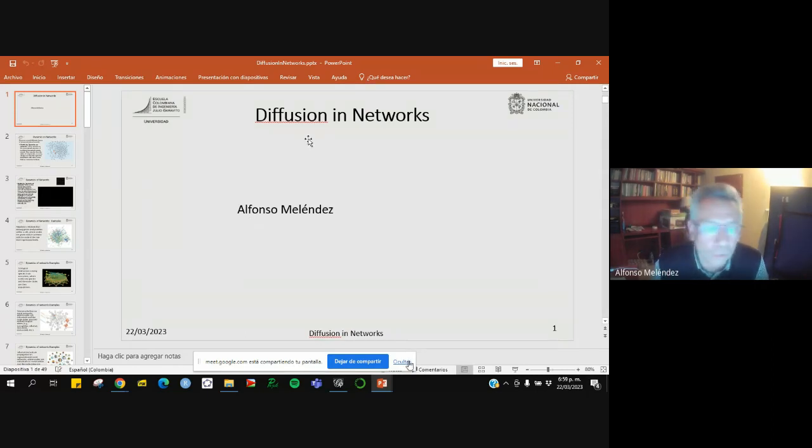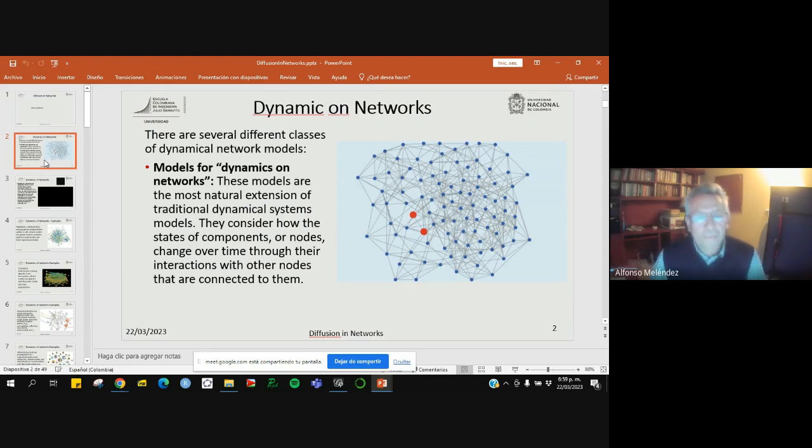Diffusion in networks. It's a very broad theme of network science, very central. We are going to begin talking about dynamic networks. Until today, we viewed the networks as static, okay? This static, no movement.